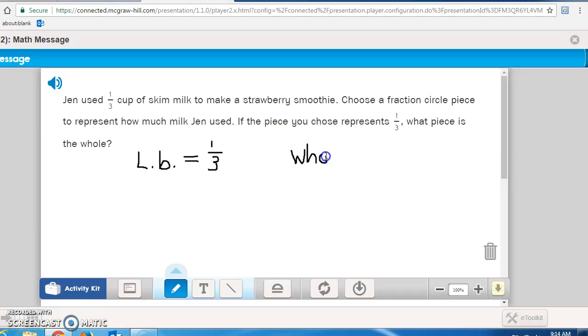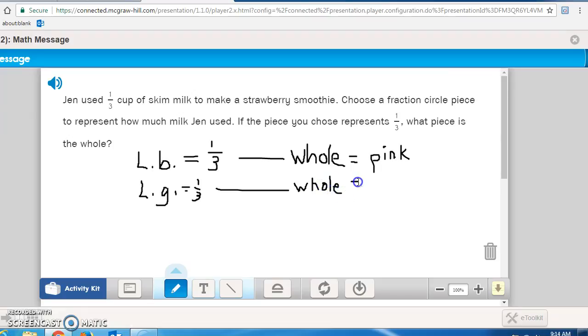Well, if I put 3 light blues together, I want you to do that quickly, my whole would be the pink, because 3 of the light blue would make 1 pink. What if I said my third was the light green? What if I made that piece my third? Get that out of your bag, please. If I would put 3 of those together, what color would my whole be? Well, you'd notice that your whole is a yellow.